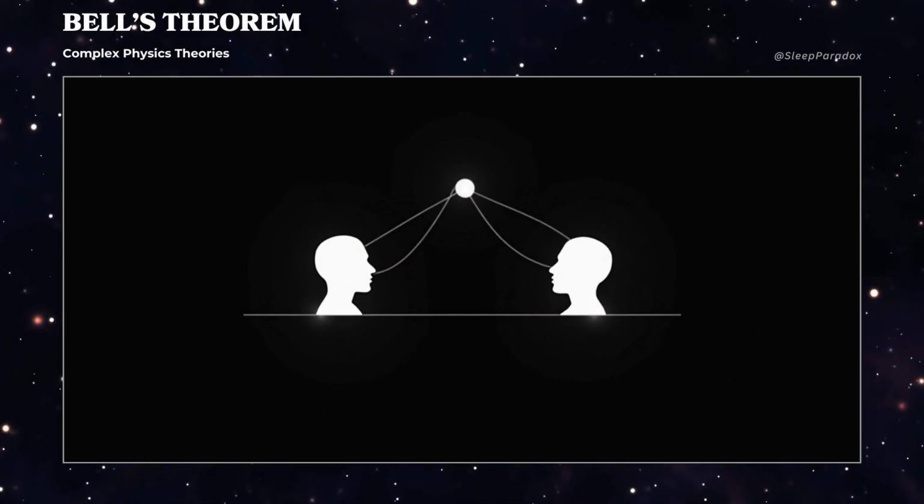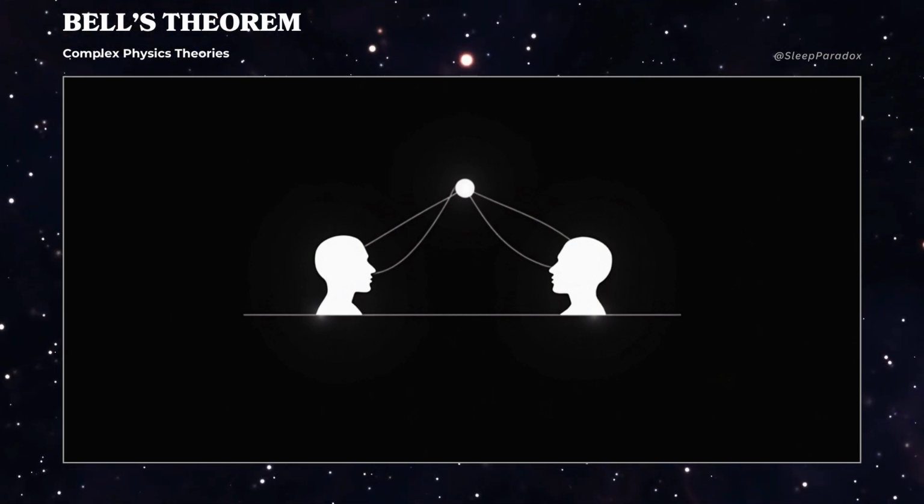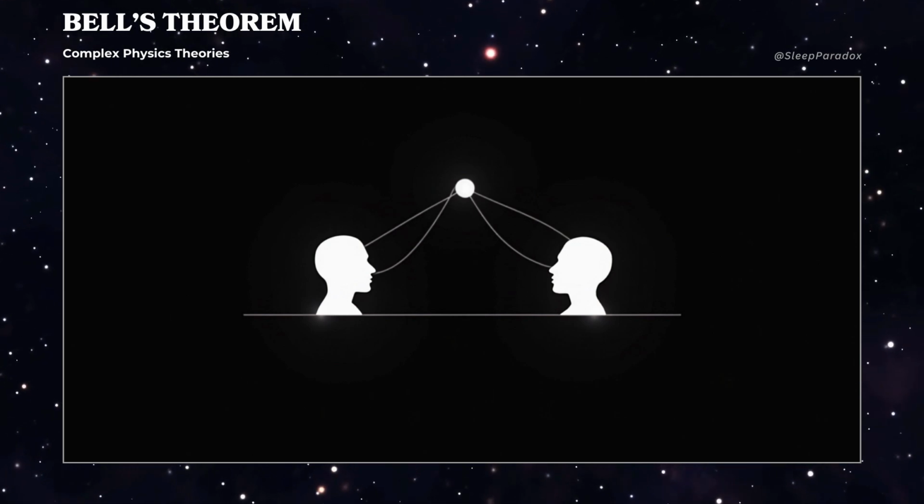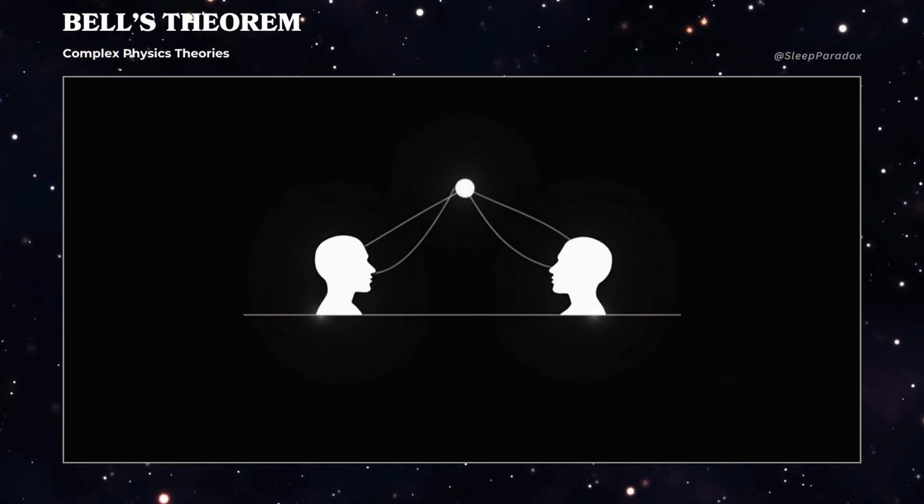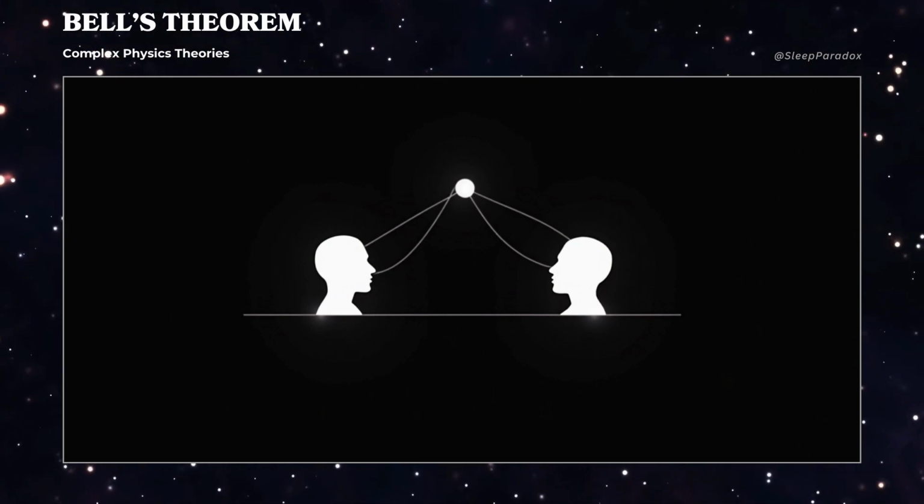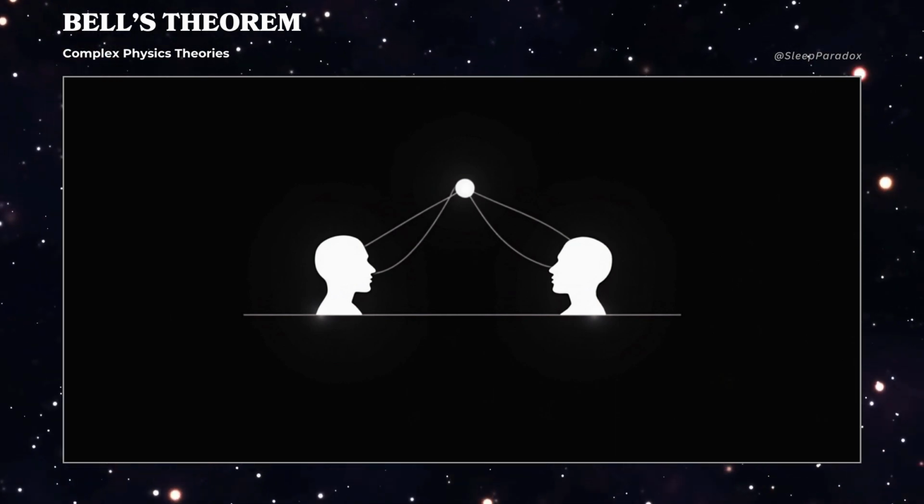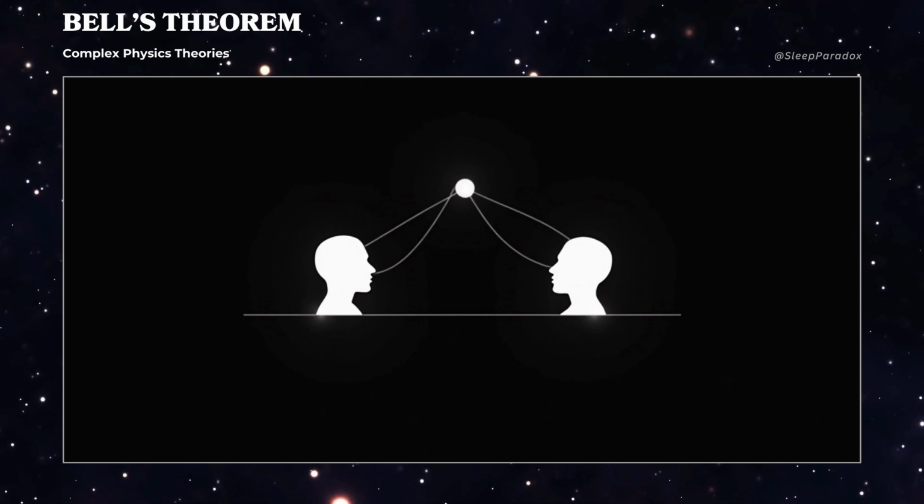Bell's theorem doesn't just close the door on hidden variables. It opens a window into the deeper structure of reality, a structure where entanglement is real, locality is limited, and the universe is more interconnected than it appears.